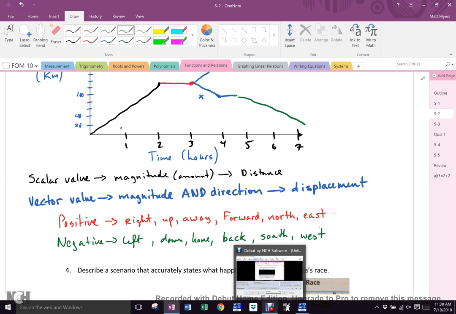Now, watch. 1, 2, 3. What is my distance traveled? 8. No direction. What is my displacement? Negative 5, plus 3. So my displacement is negative 2 because I am 2 steps away from where I started. Does everybody understand?